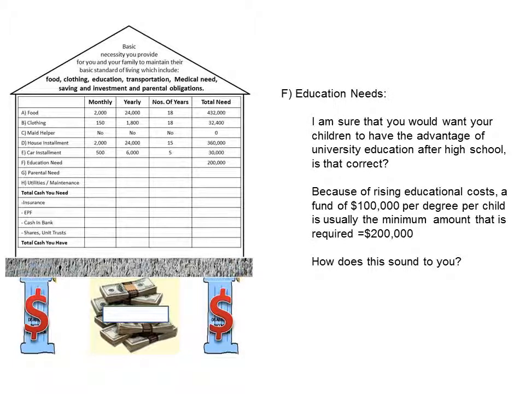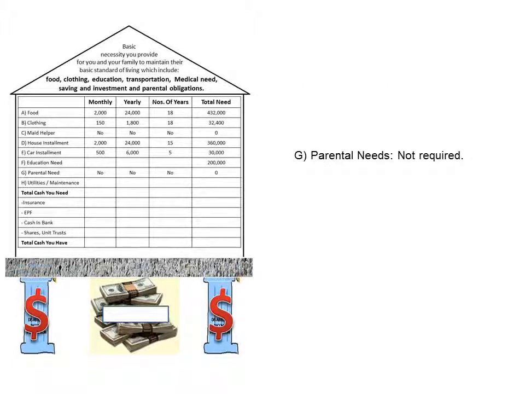F. Education needs. I am sure that you would want your children to have the advantage of university education after high school. Is that correct? Because of rising educational costs, a fund of $100,000 per degree per child is usually the minimum amount that is required. $200,000 total for your 2 children. How does this sound to you? G. Parental needs. Not required.